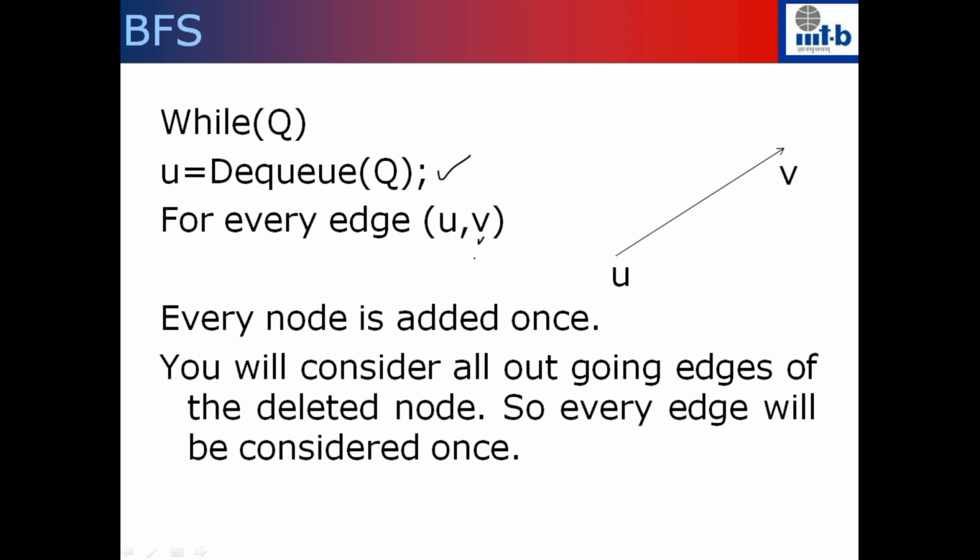Since you're going to consider all the edges outgoing from a node when the node is deleted, if you look at any edge, it will be considered exactly once during the execution of the algorithm. If you look at the edge (u, v), this edge will be considered when you have deleted the vertex u from the queue. Since you're going to delete a vertex exactly once, every edge in the graph will be considered exactly once during the execution of the algorithm.